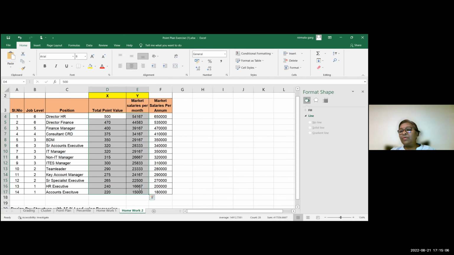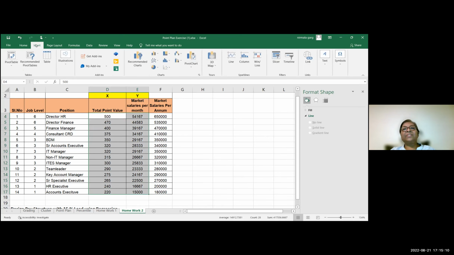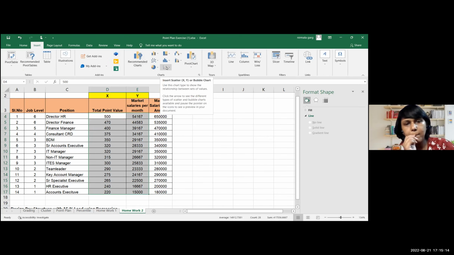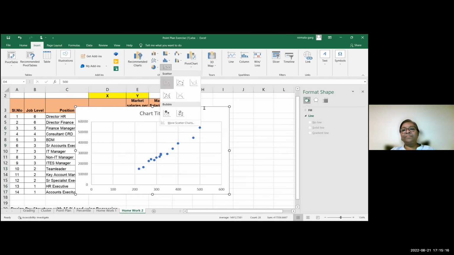Select. Okay. Now what will I do? Insert. Then go to Scatter, to this diagram. Then go to this. Right.